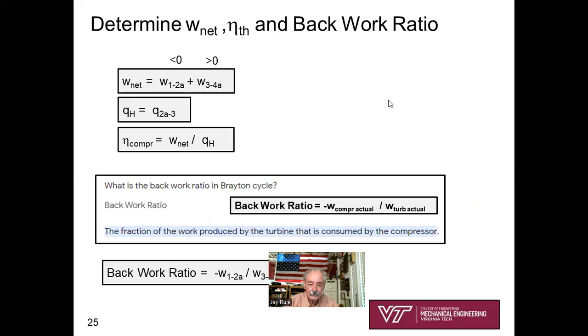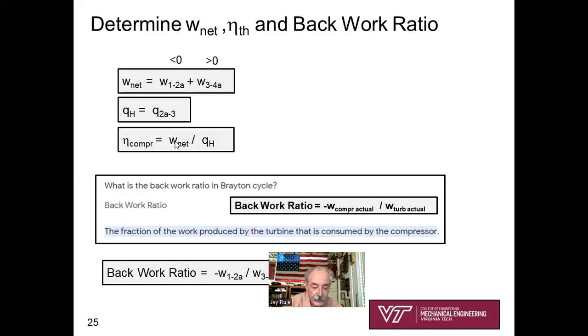Sure enough. So look, let's see. W net, the numerator of thermal efficiency, is simply the sum of the two work terms. Well, the work from 1 to 2 actual is less than 0, the work from 3 to 4 actual is greater than 0. So I'm going to get some number for that net work. QH, well, that's simply Q from 2A to 3, and boom, I've got the thermal efficiency.